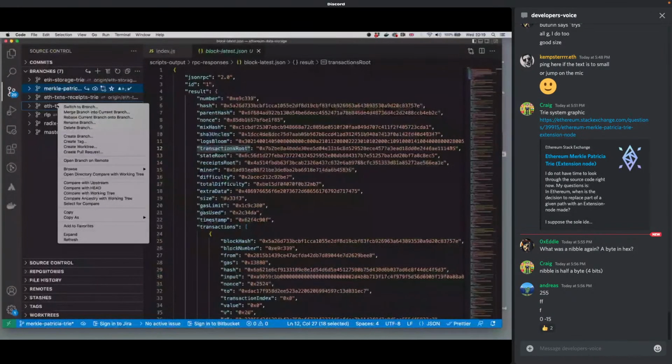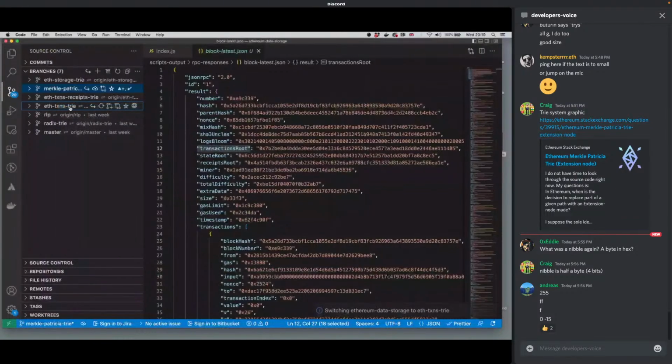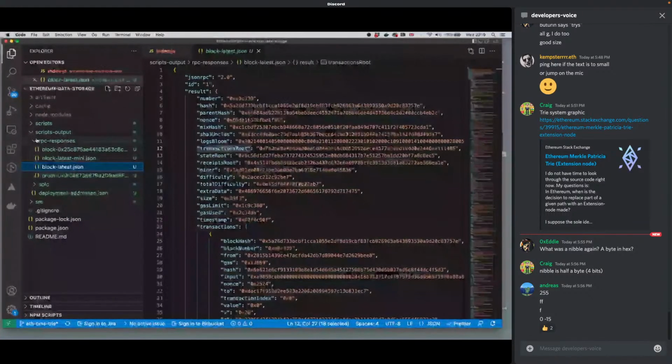So let's jump into the transaction trie. I feel like we're behind. I'm going to keep you guys here for a while again, I think. Sorry. Or we can break it up actually.